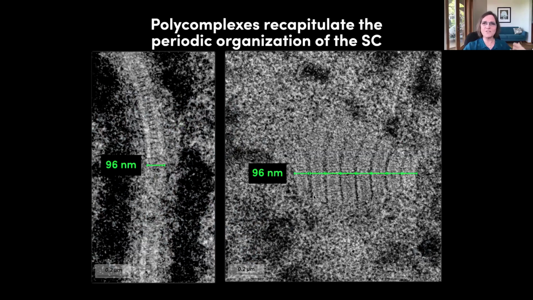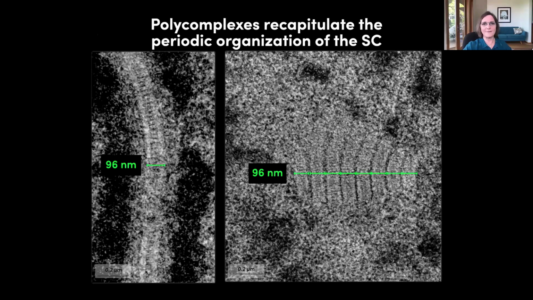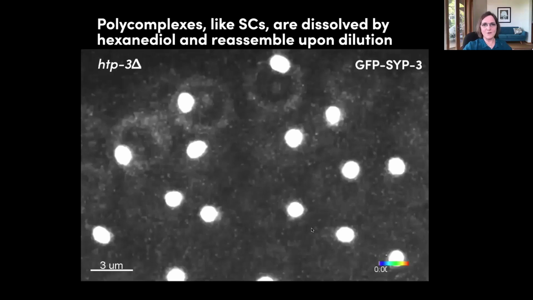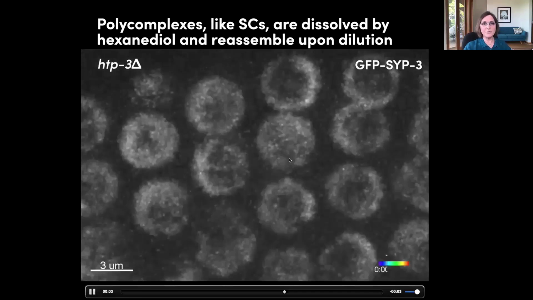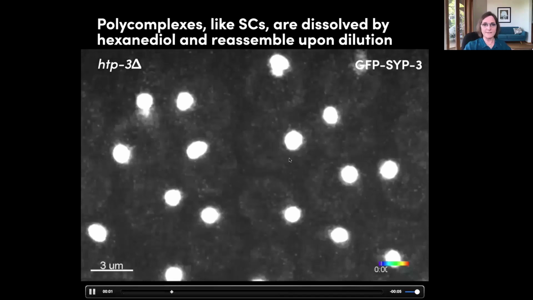And so we could watch them behaving in cells and observe their dynamics. We observed that these nuclear bodies, like synaptonemal complexes between chromosomes, are sensitive to hexane diol. So if we add hexane diol, they blow apart. But as the hexane diol is diluted, they reassemble and start to fuse together to form larger bodies.